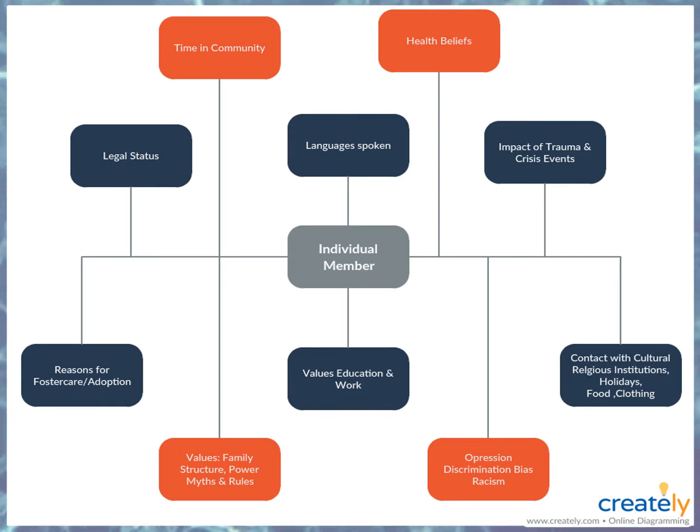Number 6, the contact with cultural and religious institutions, holidays, food, and clothing. Number 7, the oppression, discrimination, bias, and racism. Number 8, the values about education and work, and Number 9, the values about family.